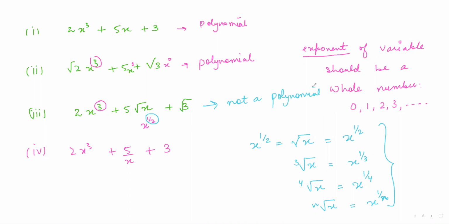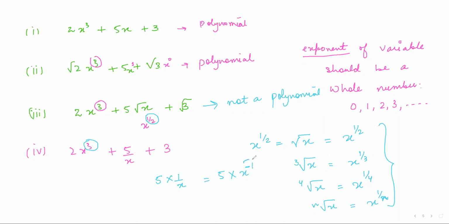Is that clear? Okay, now come to the fourth example. So x to the power 3, that is fine. Now 5 upon x. So this is basically 5 into 1 upon x. So can I write this as 5 into x to the power minus 1? x to the power minus 1 means 1 upon x. When you have a negative power, you take that in the denominator.